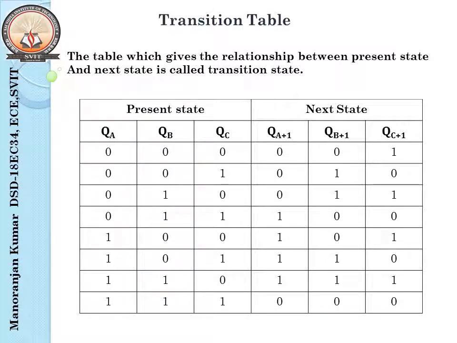One main thing you have to observe here is that we have a different type of notation. QA, QB, QC represent the present state. Whenever you add 1 to your present state, that is nothing but the next state. So that is what I have written here: QA+1, QB+1, and QC+1. QA+1, QB+1, and QC+1 are the next states of QA, QB, QC respectively. This is how we write the transition table.